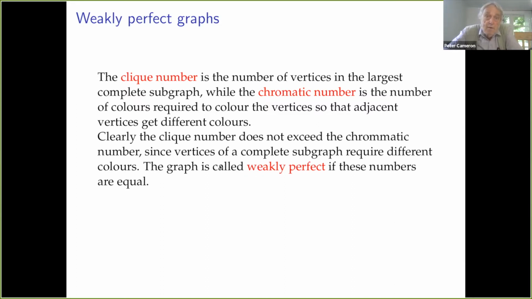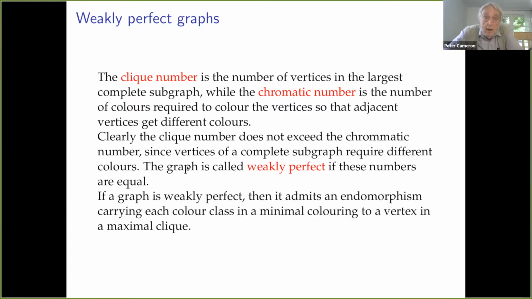It's derived from things called perfect graphs, where this condition holds not just for the graph itself, but for all of its induced subgraphs. But weakly perfect simply means clique number equal to chromatic number. And so if a graph is weakly perfect, then it has an endomorphism, a proper endomorphism.